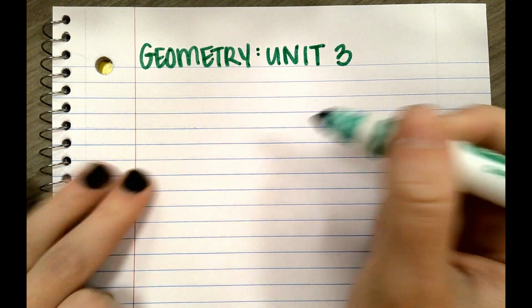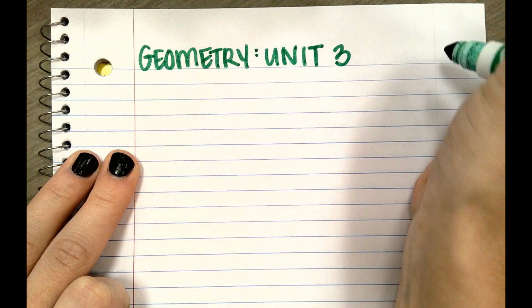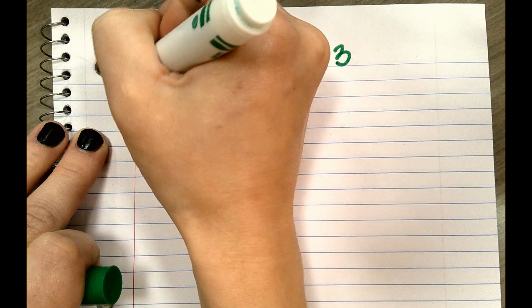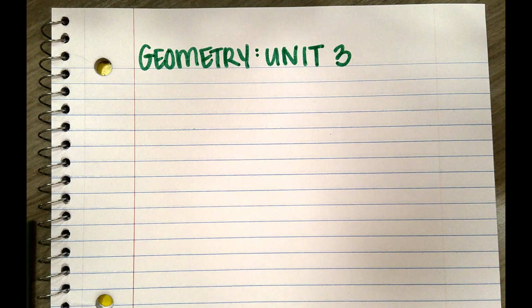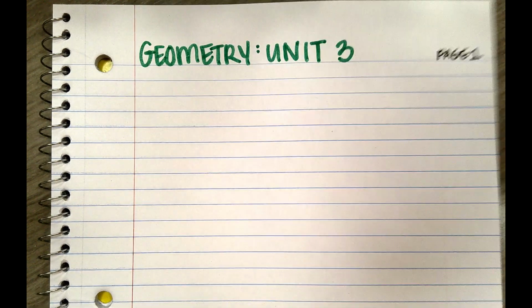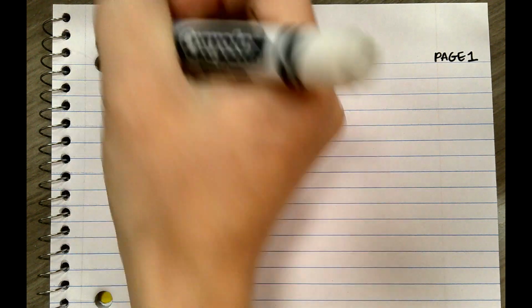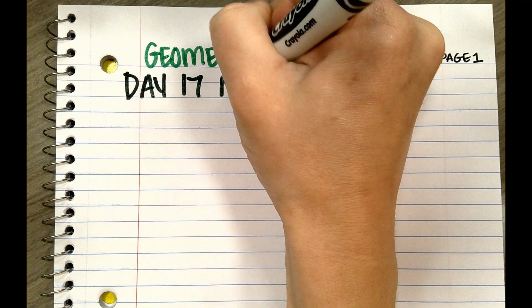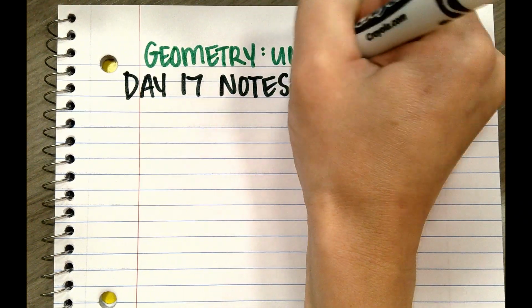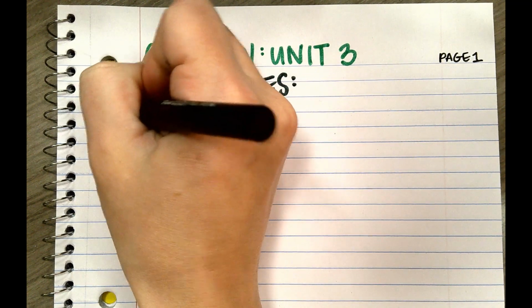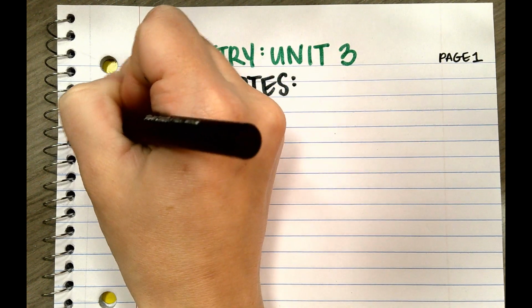3. And we are going to be classifying quadrilaterals today. Let me mark this as page 1. These are our day 17 notes. And again, it's Tuesday, September 2nd.